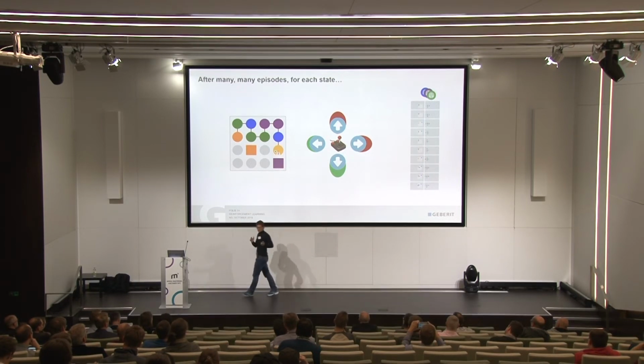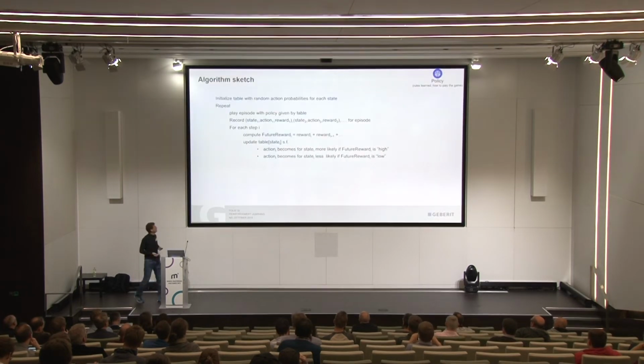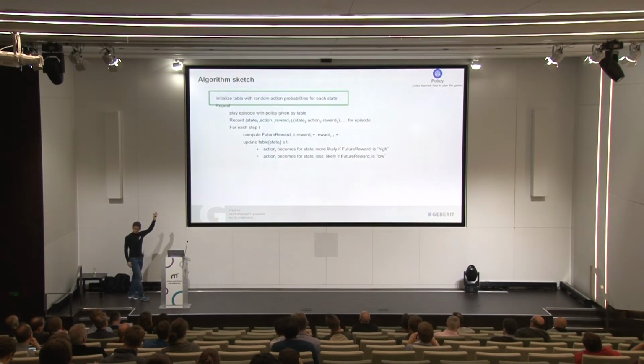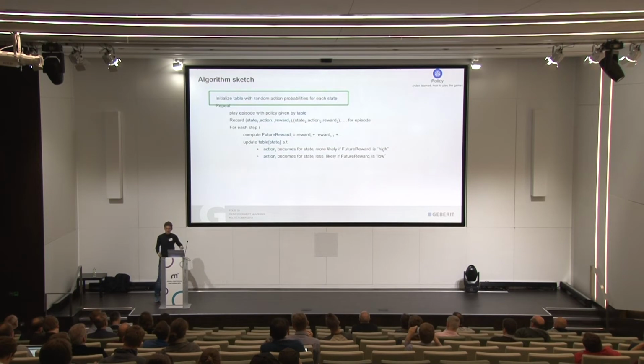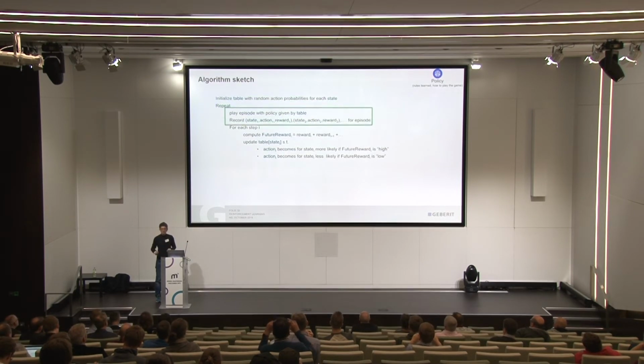So we can now turn this approach into code like this. We start by initializing our lookup table with some random values. And we then start playing games. We enter a loop and we play our first game. We use the lookup table to decide which action to take next. And for each action taken, we then record the step we took.